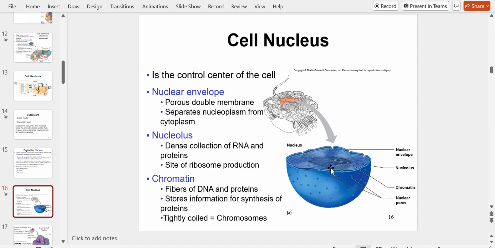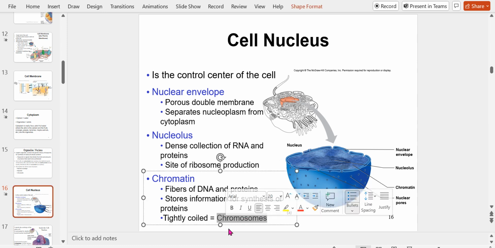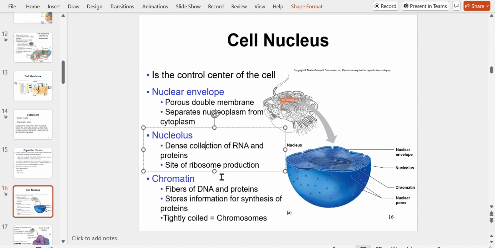Nucleolus, okay, right in here. Dense collection of RNA and proteins, site of ribosomal production, okay. And then you have your chromatin, fibers of DNA and proteins, stores information for synthesis of proteins. Tightly coiled chromatin is what we call a chromosome, okay, though it kind of looks like tightly wound yarn.